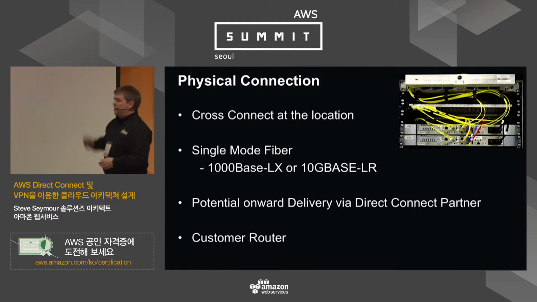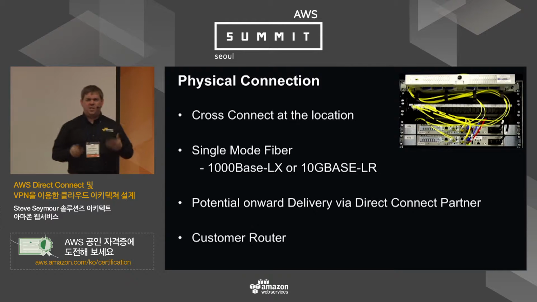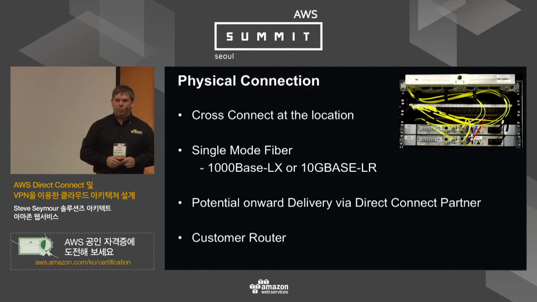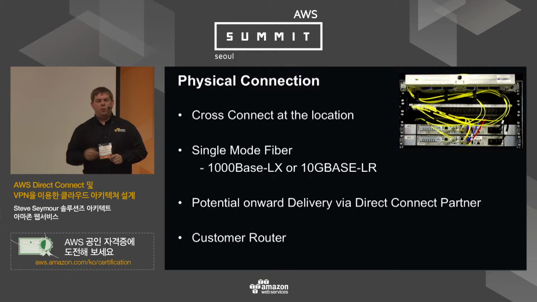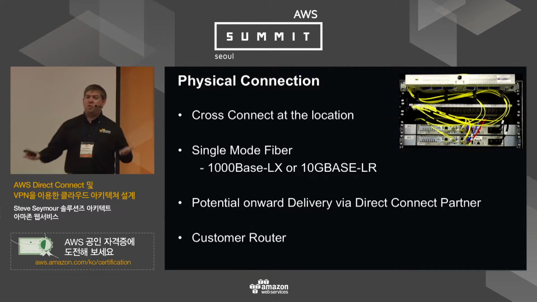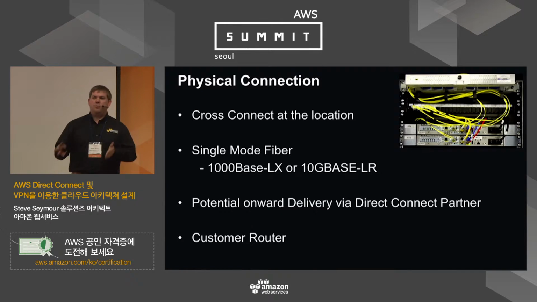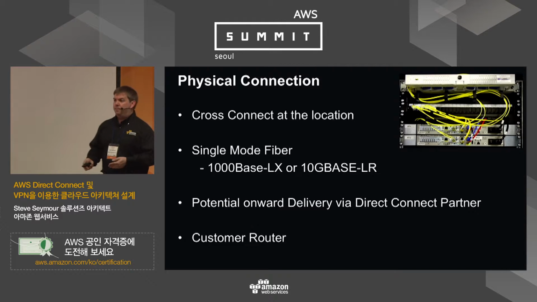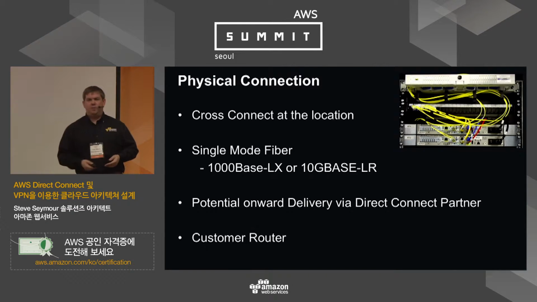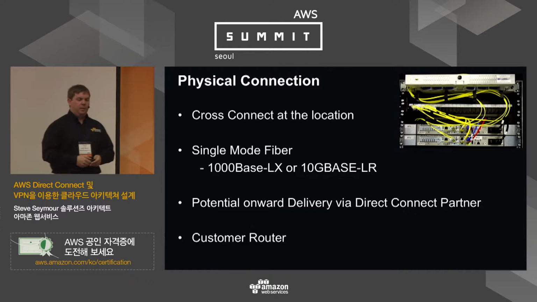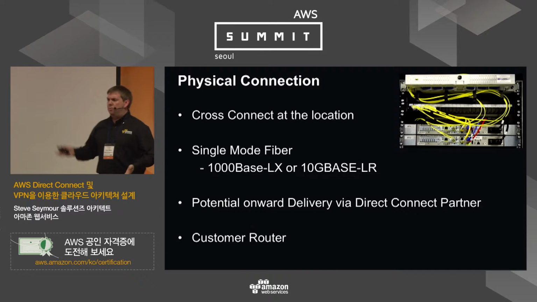This might be an example of a customer connection. In this case, 2 routers connected to Direct Connect. As you can see, it's physical equipment in a rack, and it is single mode fiber that we use to connect to your network. You can either connect at 1 gigabit, which is 1000 base LX, or at 10 gig, at 10G base LR. These are just 2 standards of fiber connectivity. If you don't have a presence at the Direct Connect location, you may work with a partner. So maybe a telecoms provider, a carrier, may get that connection from our Direct Connect location to your network. And then there's always going to be your equipment, your customer router.